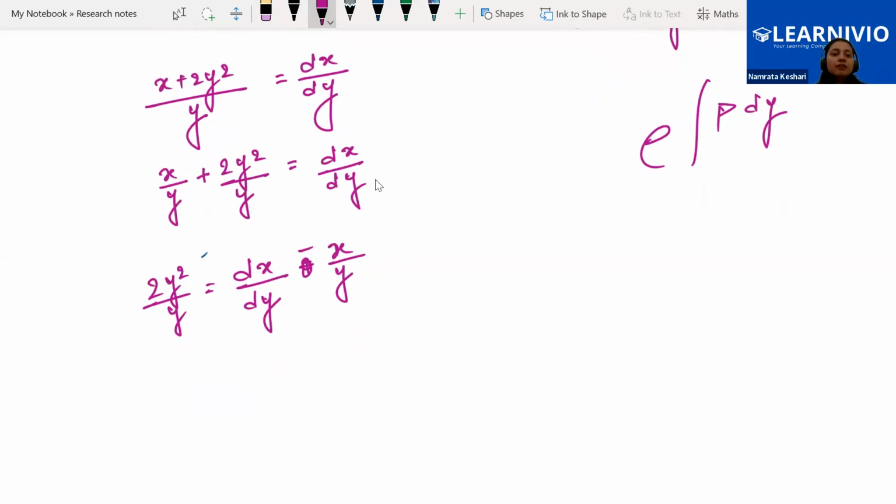So this is what we have, which we can write as dx by dy minus x by y is equal to 2y square by y. Only a side change I have done. The right hand side completely I have written to the left side, and the left hand side completely to the right side. We are not transposing. We have not changed the equation. Getting it? Yes, ma'am.